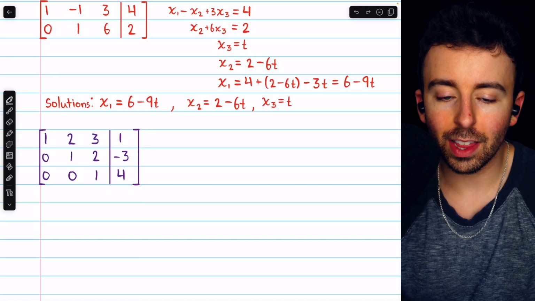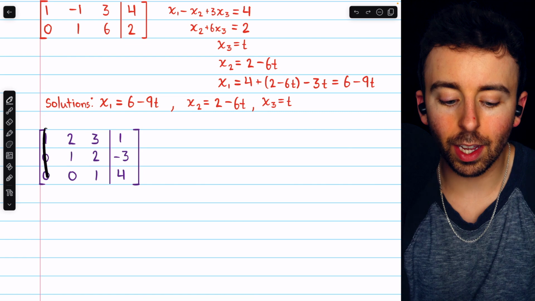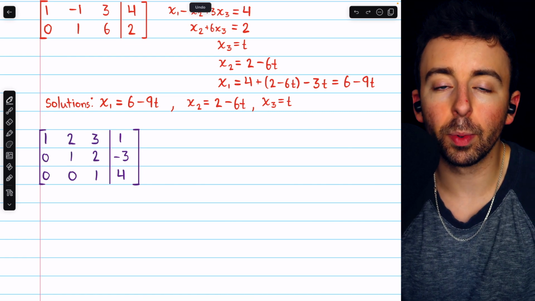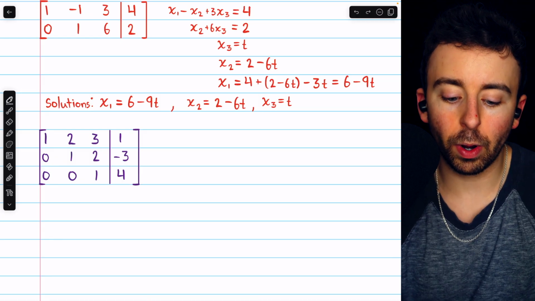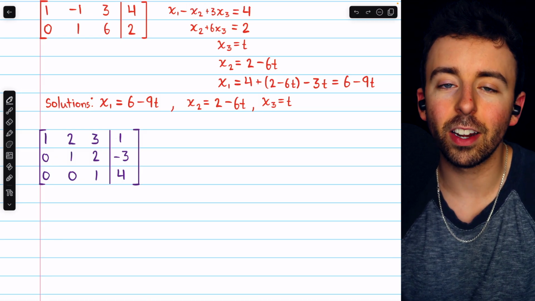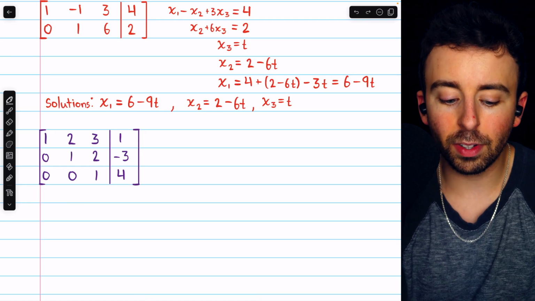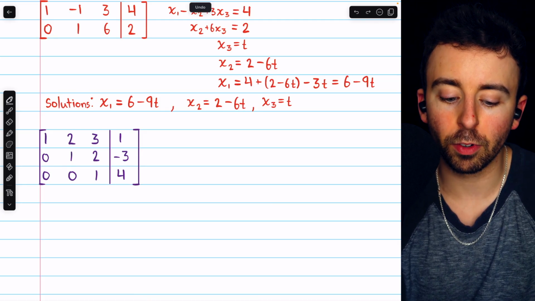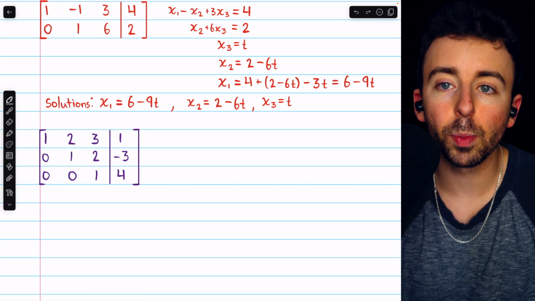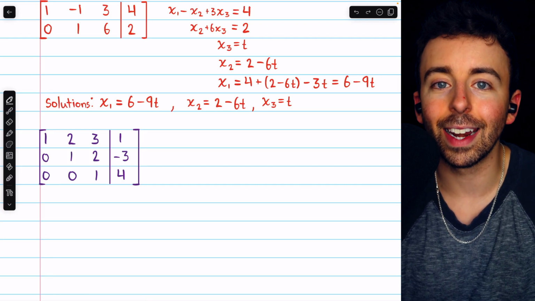We see already that there are no free variables because each column has a leading one, so none of the variables are free. You might point out that column 4 does not have a leading one, but that's not relevant. When I say no column has a leading one, I specifically mean the columns that represent variables. Columns 1, 2, and 3 represent those variables x1, x2, and x3.